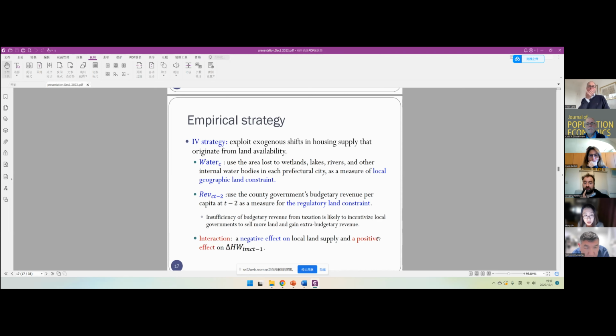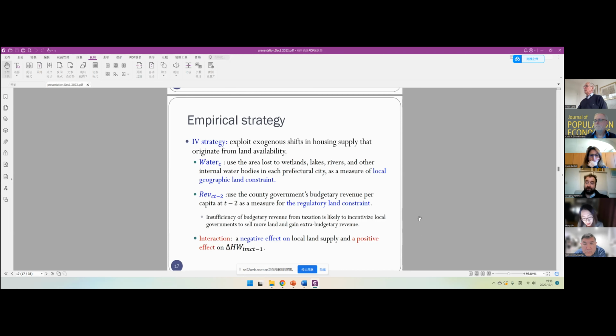So first, we use the area lost to wetlands, lakes, rivers, and other water bodies in each city as a measure of local geographic land constraint. And we then use the county government's budgetary revenue per capita as a measure for the regulatory land constraint.